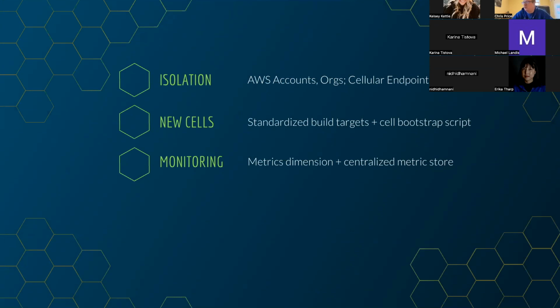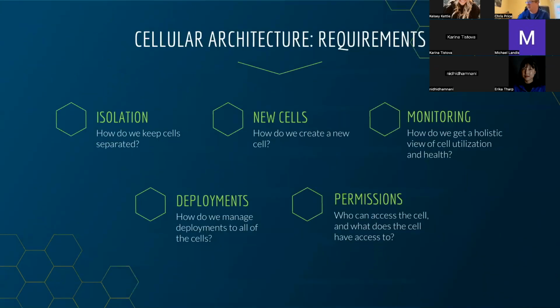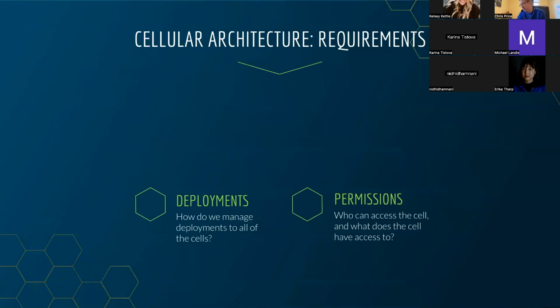For isolation, we just created a separate AWS account for each cell. And then we had to figure out how to route traffic to that cell using either cellular DNS endpoints or a routing layer. For new cells, we just have these standardized makefile build targets in the cell bootstrap script. For monitoring, all you need to do is make sure that you have a dimension on all of your metrics that captures your cell name so that you can differentiate between metrics from one cell and another. So that's what we talked about last time. This time we're going to focus in on these last two goals down here, which are deployments and managing permissions.